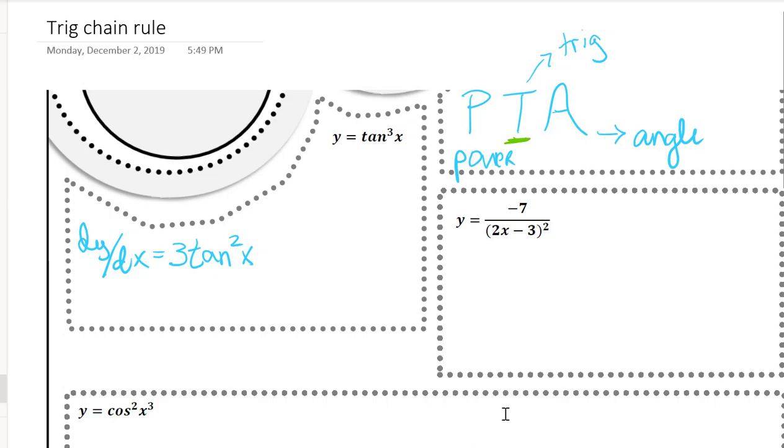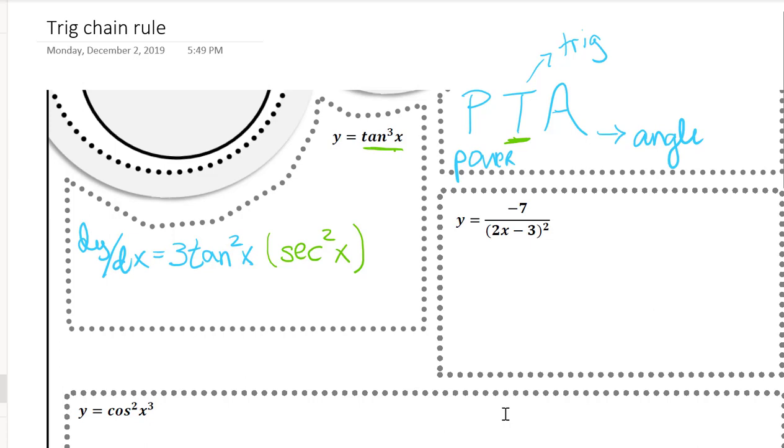Now my second part is the trig function. So here we have to think of the trig function. We don't worry about the power anymore. The trig function that we're looking at is tangent. So the derivative of tangent is secant squared of x. And the only reason that the secant is squared is because that is the derivative of tangent, is secant squared.